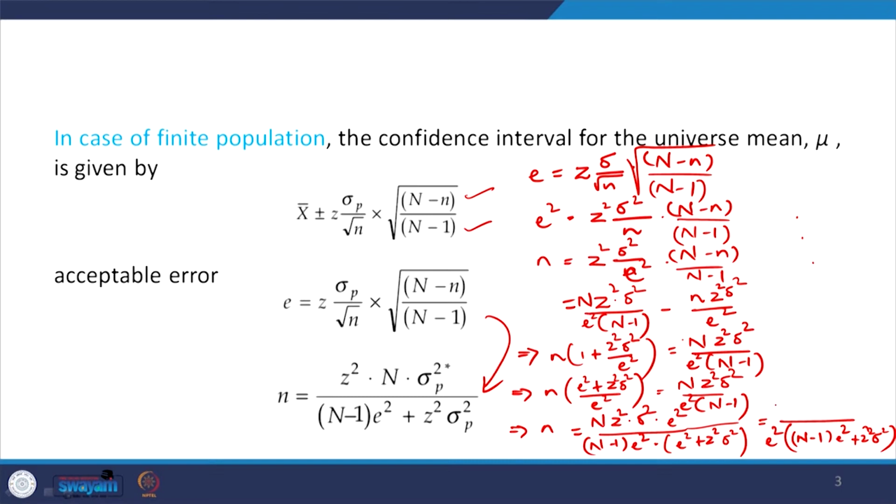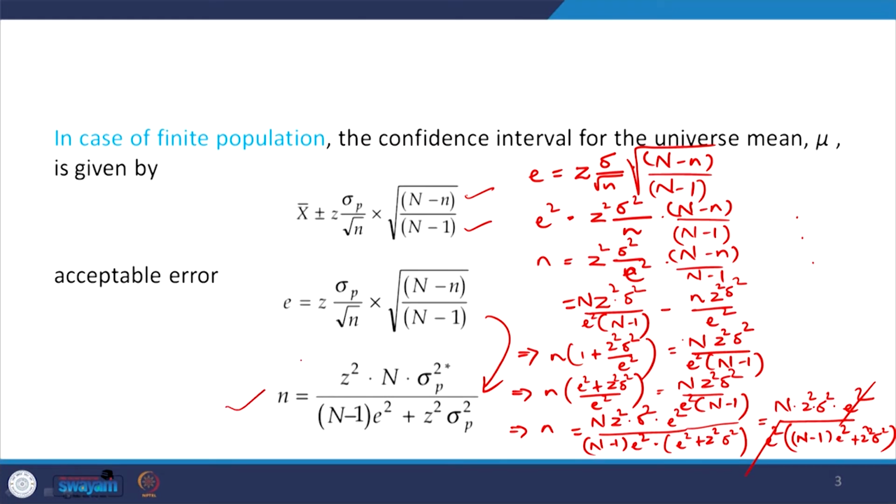Now, in the numerator n is there, Z square is there, sigma square is there, so E square is there. Now, E square cancelled out. So, we have actually derived the equation as desired for sample size calculation. So, this is nothing but the equation as I just derived.